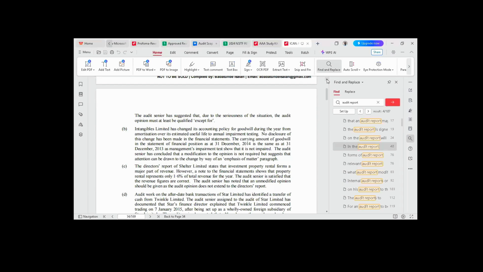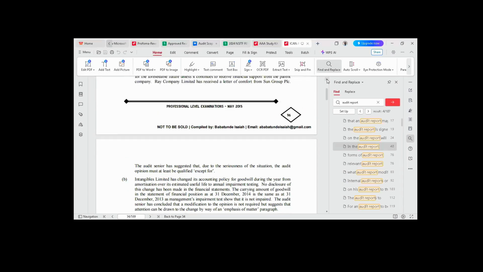Do you understand, sir? Yes, sir. A letter of comfort is a document issued by what? A parent company guaranteeing to provide some form of what? Assurance as regards what? Lending, supplies to a third party. So anytime you talk about a letter of comfort, it's usually relating to what? When you have a parent and a subsidiary. Is that clear? Yes, sir.